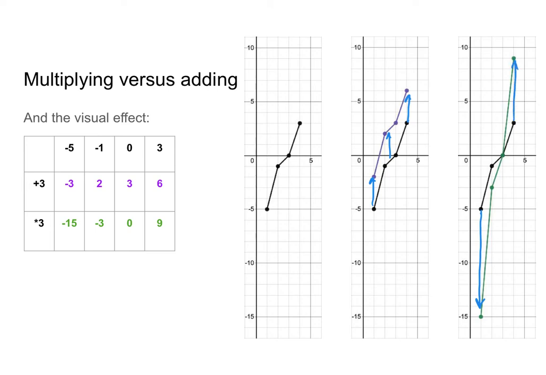Likewise here, and notice how 0 has remained the same. It is already on top of the x-axis. Multiplying that distance by 3 means we still maintain a distance from the x-axis of 0. So we are stretching away from the axis rather than shifting upwards. This is the effect of multiplying. This is the effect of adding.